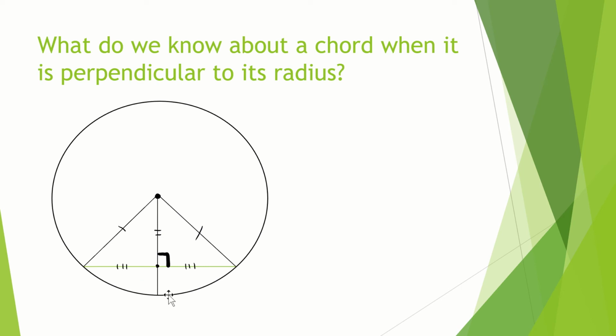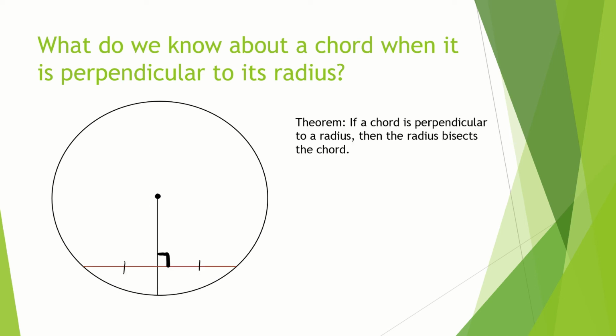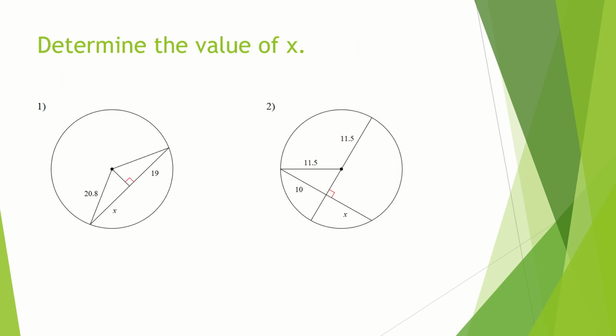So this segment is the same as this segment. So that is the proof. The theorem that you need to know is that if a chord is perpendicular to a radius, then the radius bisects the chord. In other words, it cuts the chord in half, as you can see here. So if we go back to our original problem, it turns out that that is the case. Here x is equal to 19 and x is equal to 10. So there's no work to show. You just have to know that when a radius is perpendicular to a chord, it basically cuts it in half. So that's how to determine what x is.